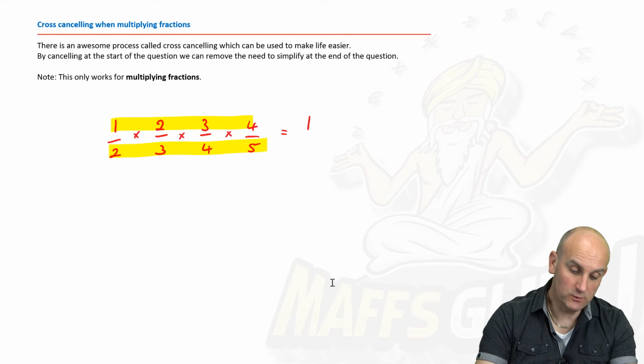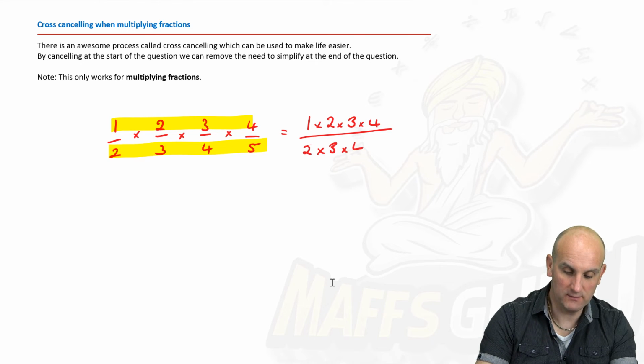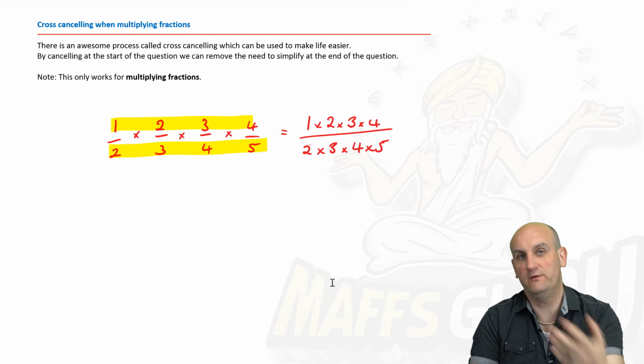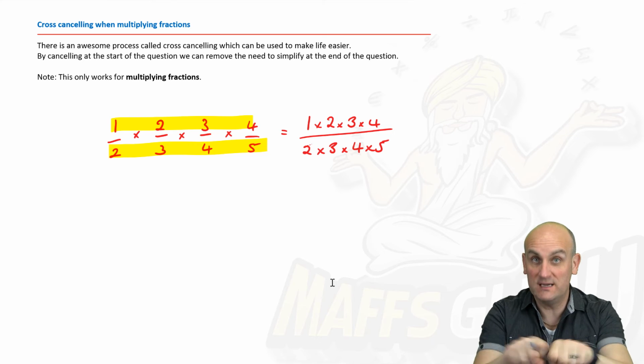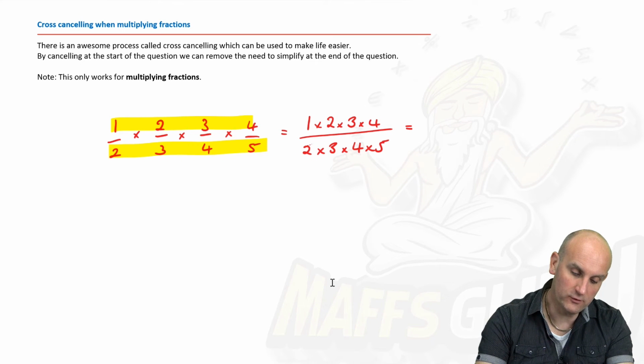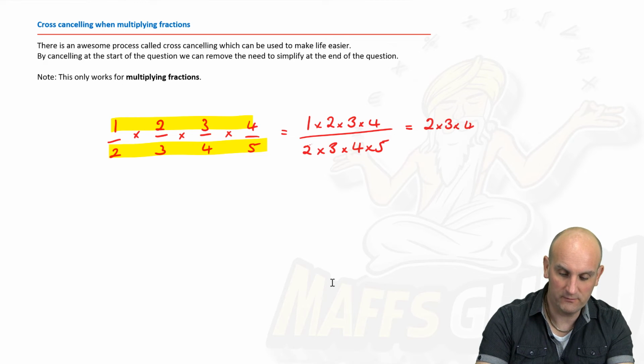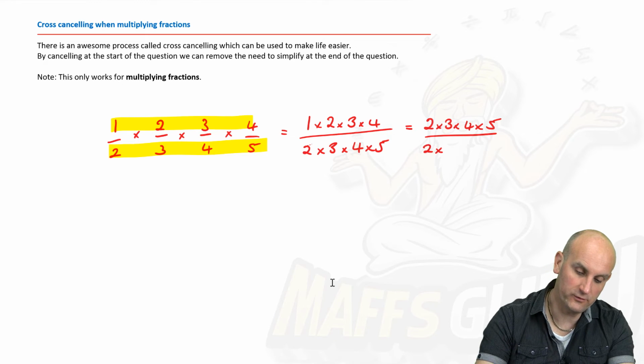So what I could do is do 1 times 2 times 3 times 4 divided by 2 times 3 times 4 times 5. Now, okay, we've seen that before. But remember, I can move them around. If they're all kissing together, I can move them all around. That could become 2 times 3 times 4 times 1 divided by 2 times 3 times 4 times 5.